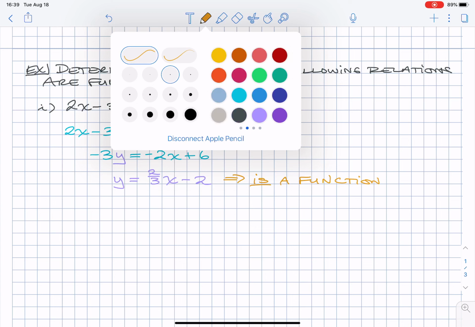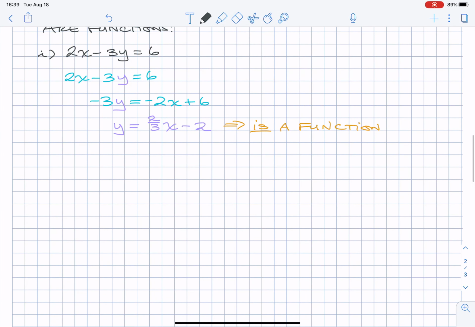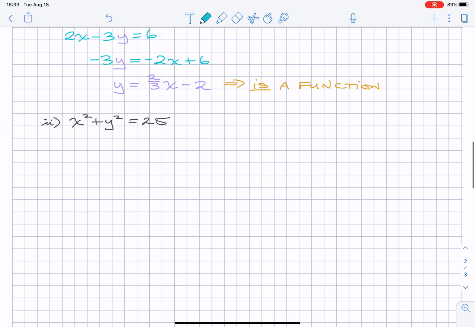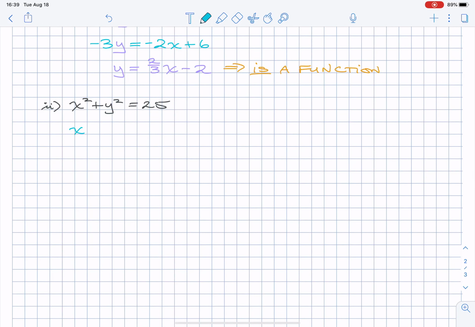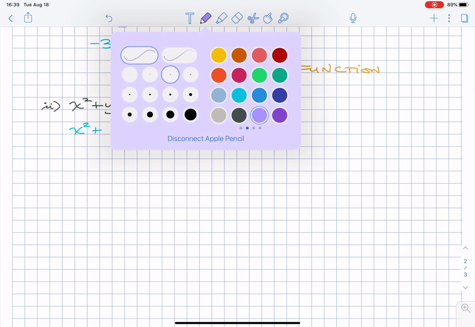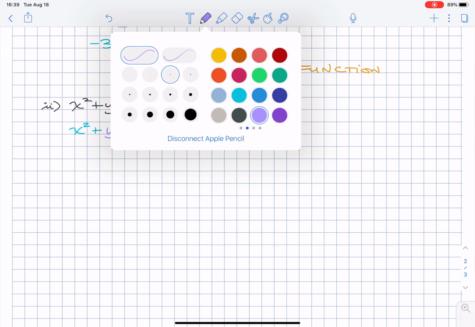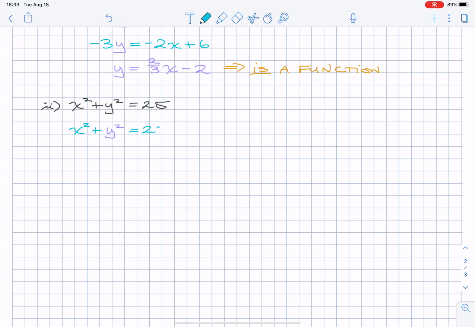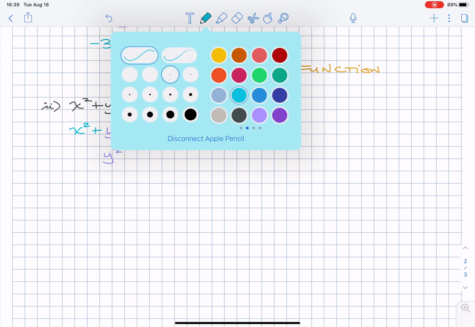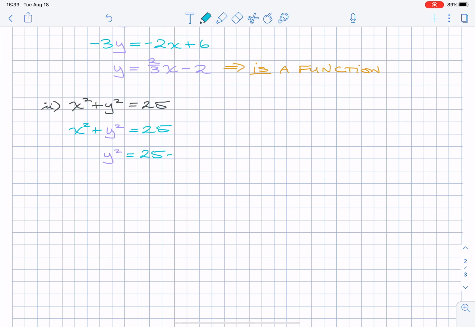Okay, well, what would it mean to have two or more distinct values for y if there are no numbers involved? So let's see what I mean. Let's say I have x squared plus y squared is equal to 25, which is a circle of radius 5 centered at the origin, but we'll get to that later. So subtracting x squared, I get that y squared is equal to 25 minus x squared.